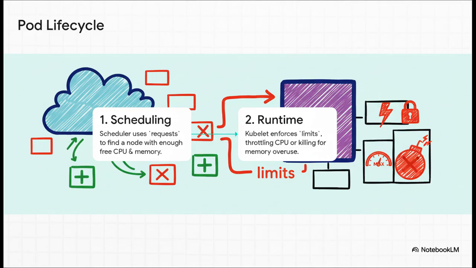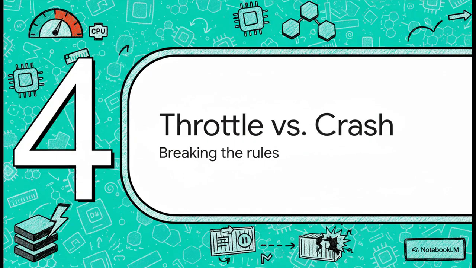Okay, so here's how it goes. Step 1, you hit deploy. The Kubernetes scheduler scans all the nodes and asks, all right, who has enough free resources to satisfy this app's requests? As soon as it finds a good home, it places the app there. Then step 2 begins. The kubelet on that node takes over, and it's now a security guard, constantly monitoring your app to make sure it never, ever crosses the limits you defined. But what happens if your app gets a little ambitious and tries to break those rules? Well, the consequences are wildly different for overusing CPU versus overusing memory. And let me tell you, one is way, way worse than the other.